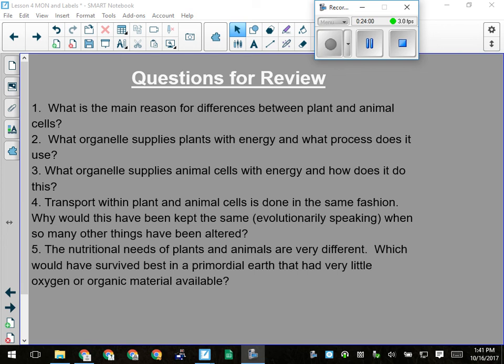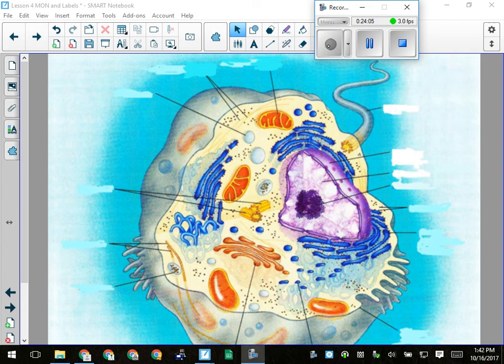All right. Questions on that? All right. So we'll start with, which cell is this? Plant or animal? Good, because it was on the top of the sheet. You should all have got that one right.